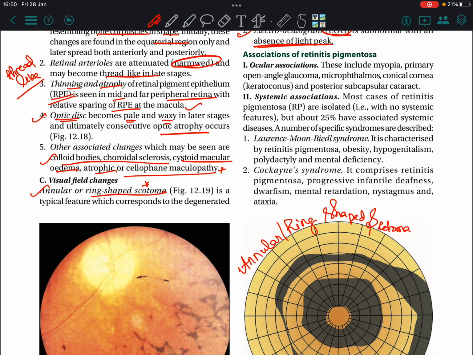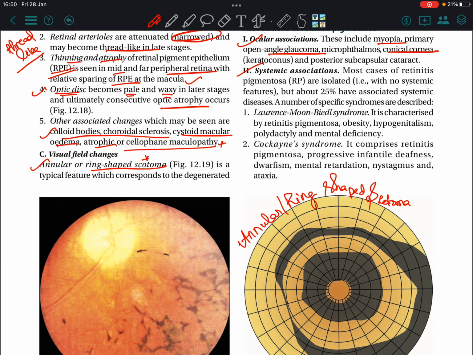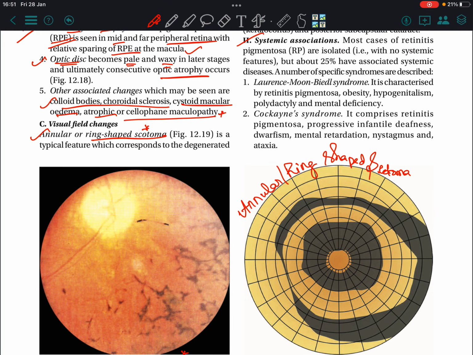Associations of retinitis pigmentosa: ocular associations and systemic associations. Ocular: myopia, primary open angle glaucoma, microphthalmos, conical cornea or keratoconus, and posterior subcapsular cataract. Systemic: most cases are isolated, but 25% are associated with some specific diseases.